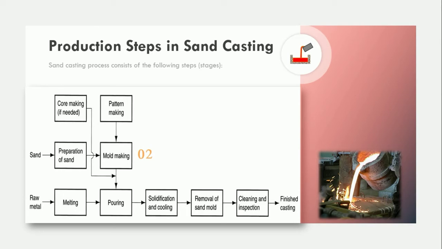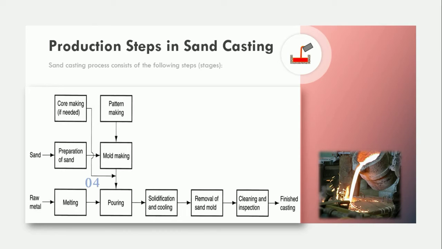Move to the further one, it's actually the optional one, that is core making. If we need an interior hole or a hollow part in the product that we have to manufacture, then we go for core making. So core making is the optional one, according to the requirement of the respective product. That is step number three.